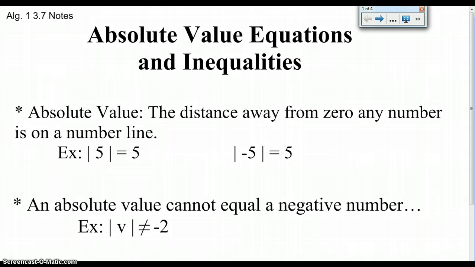And today we are going to be doing absolute values of equations and inequalities. Actually, on the video today, we're just going to be doing the equations, and then in class, we are going to be doing the inequalities.